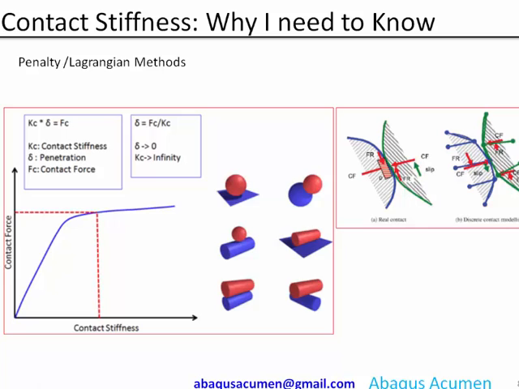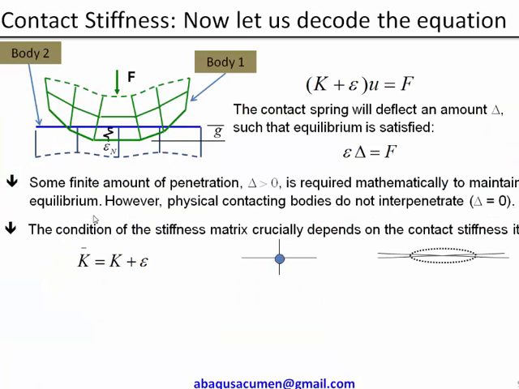So now this is, in a nutshell, what we discussed. You have to understand this equation: contact stiffness times penetration is equal to contact force. We allowed some level of penetration, and then we saw how to get an optimum contact stiffness. Now with this information, let's try and decode this fancy equation.